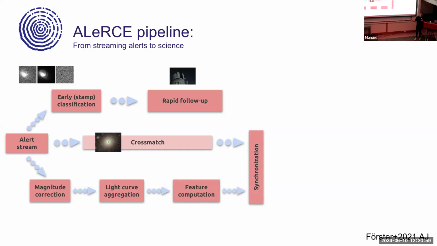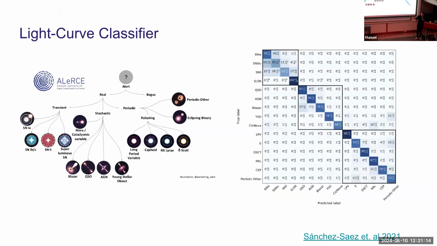Then everything is synchronized. And when we have an object that has more than 6 alerts, in either the red or green band, we perform late classification. This is the main result for the late classifier. This is a balanced random forest, and this is the taxonomy that I was talking about. The algorithm goes like this.